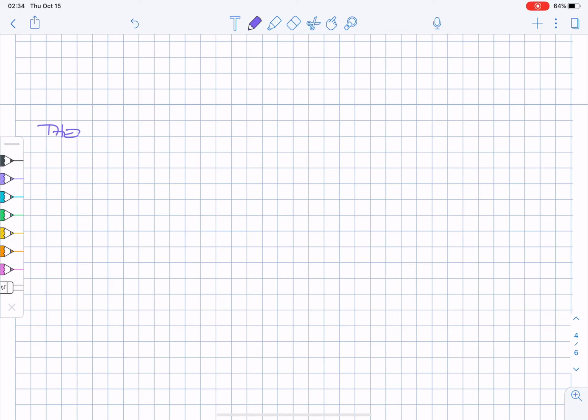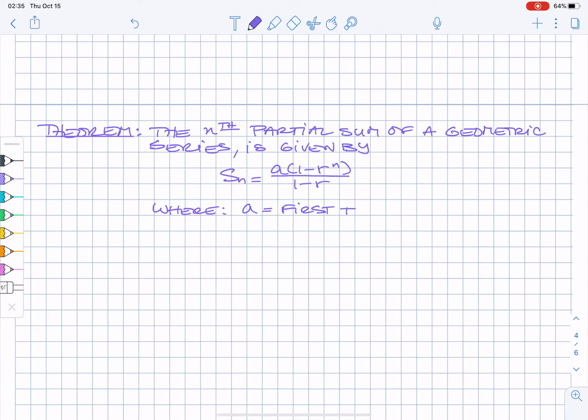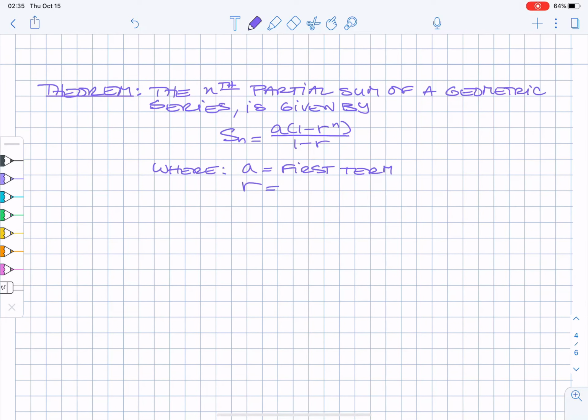So theorem. Okay, so the nth partial sum of a geometric series, meaning each of the terms are a geometric sequence, is given by: the nth partial sum is going to be a times 1 minus r to the n, divided by 1 minus r, where a is the first term, r is the common ratio.